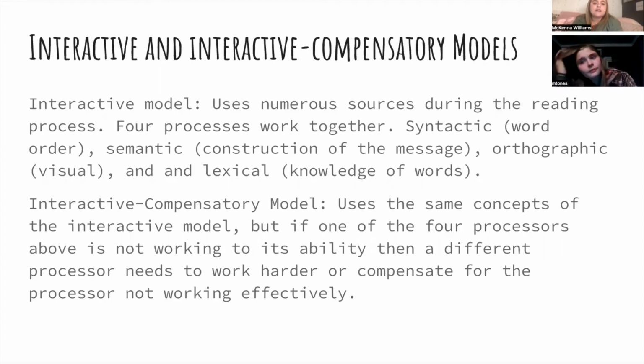Next are the interactive and interactive compensatory models. The interactive model uses numerous sources during the reading process. Four processes work together, and they are the syntactic, semantic, orthographic, and lexical. The interactive compensatory model uses the same concepts as the interactive model, but if one of the four processors above is not working to its ability, then a different processor needs to compensate for the processor that's not working effectively.